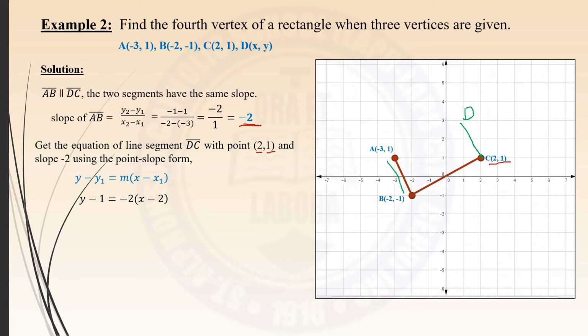After that, simplify this equation using the distributive property. So negative 2 times x, the answer is negative 2x. And negative 2 times negative 2, the answer is positive 4. So our equation will become y minus 1 is equal to negative 2x plus 4. And then transpose negative 2x to the left side of the equation, and it will become y plus 2x. Transpose negative 1 to the other side of the equation, and it will become 4 plus 1. And then make it in a standard form. We have 2x plus y is equal to 5 as our equation 1.